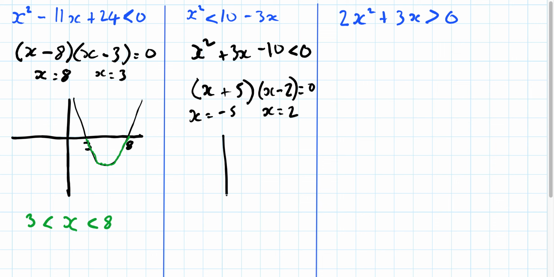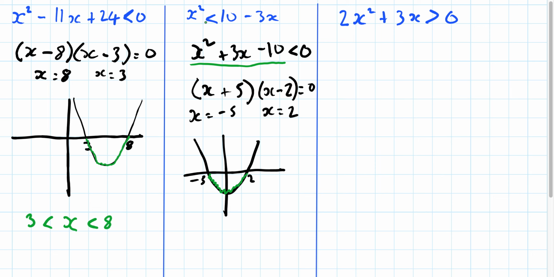So again, I'm going to draw my graph. I have minus 5 on this side and 2. Again, remember it's just a rough sketch. Again, we go back to the inequality. x squared plus 3x minus 10 is less than 0. So this will be colored in. So the value of x is in between.